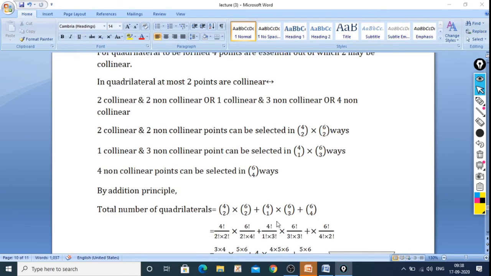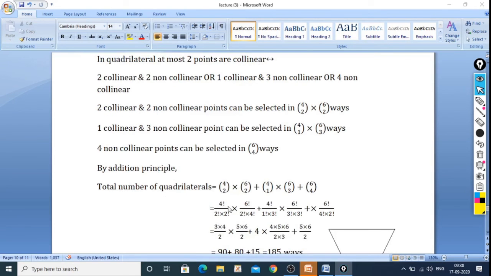Now find the numbers by using the combination formula. So 4 factorial upon 2 factorial into (4 minus 2), that is 2 factorial, into 6 factorial upon 2 factorial into (6 minus 2), that is 4 factorial, plus 4 factorial upon 1 factorial into (4 minus 1), that is 3 factorial, into 6 factorial upon 3 factorial into (6 minus 3), that is 3 factorial, plus 6 factorial upon 4 factorial into 2 factorial.